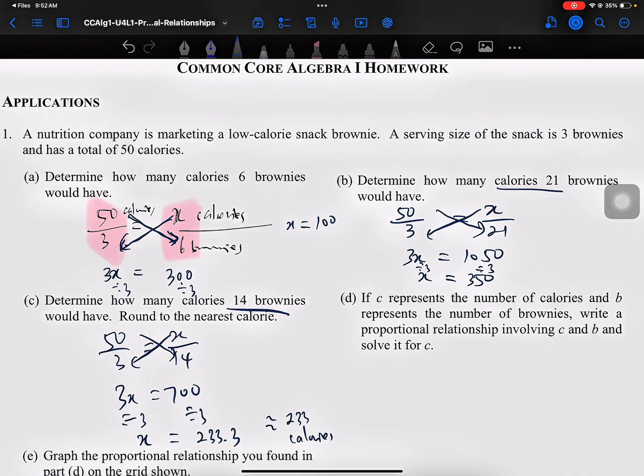Next, D. Writing the proportional relationship. Let C equal the number of calories, and B the number of brownies. So we will write 50 over 3 equals C over B.